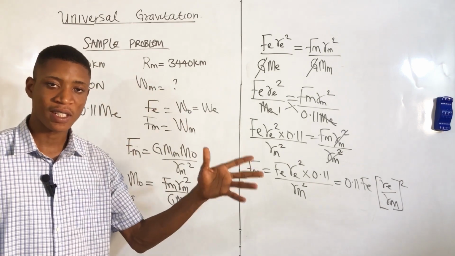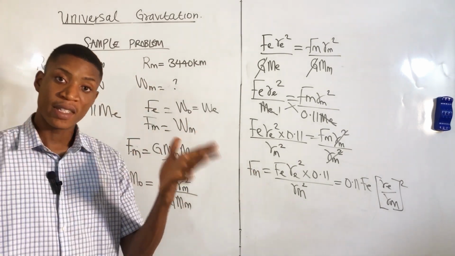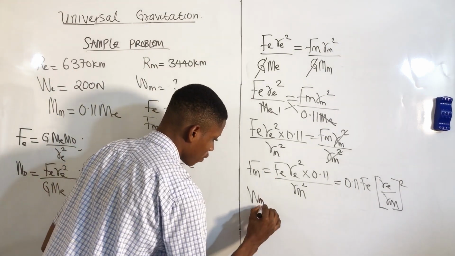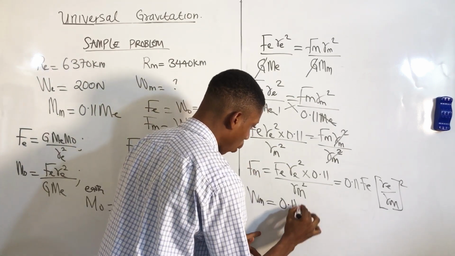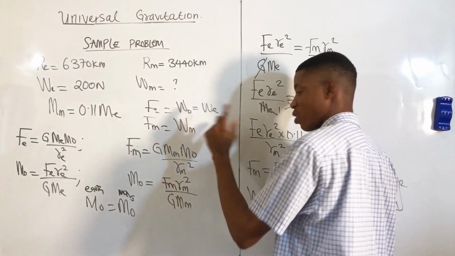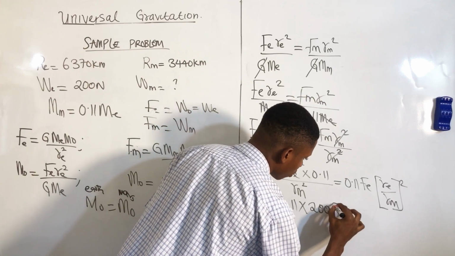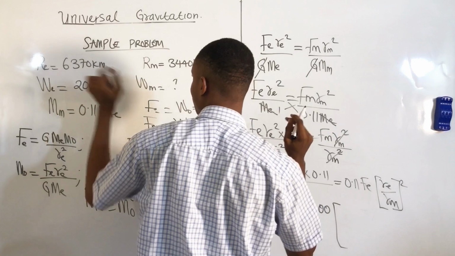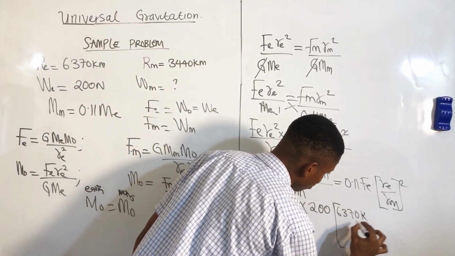Equating the force of gravity to the weight of what? To the weight. So when we do that, it becomes what? W_M is equal to what? So let's substitute our values. This becomes 0.11 multiplied by what? 200, because this is equal to this. Is that understood? So multiplied by 200, of course, we have this. Our r_E is what? 6370 km over what?